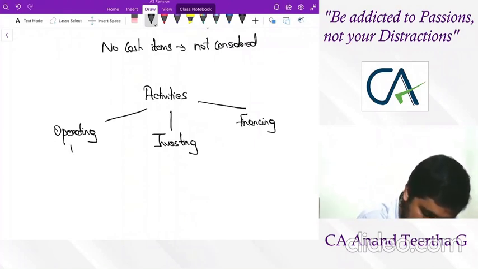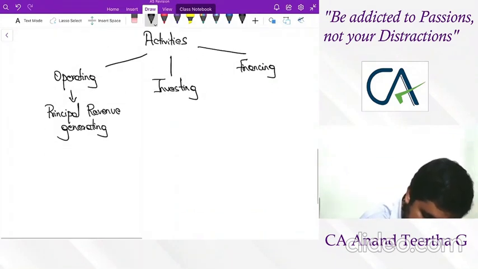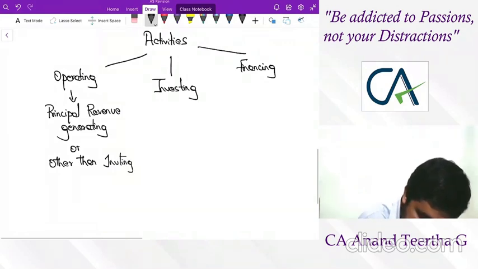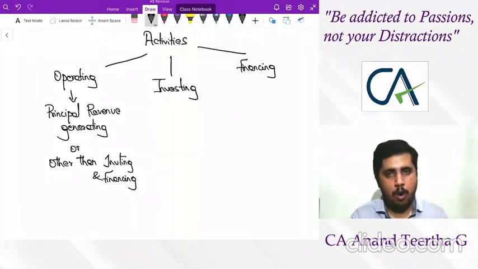What do we mean by operating activity? Principal revenue generating activity, or other than investing and financing. So operating activity is the major business activity. If it is not possible to put it under investing or financing, put it in operating. So that's how operating activity comes into the picture.